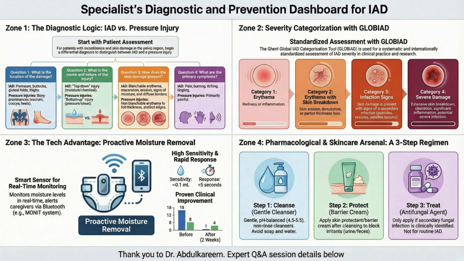Okay, so they switched her to this system. What happened to her skin? The impact was nothing short of dramatic. It allowed for timely changes, real-time changes instead of scheduled ones. In just 2 weeks of using the sensor plus an antifungal, her IAD score dropped from 18 all the way down to 1. From 18 to 1, that's near total resolution. Near total resolution. And her PAT race risk score normalized.